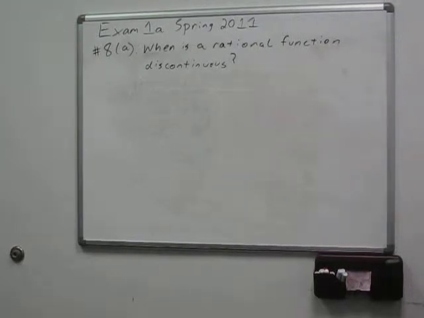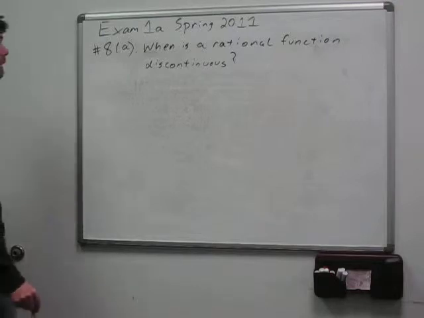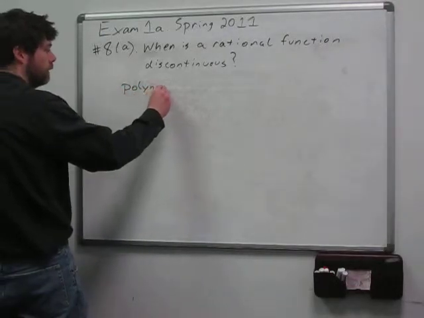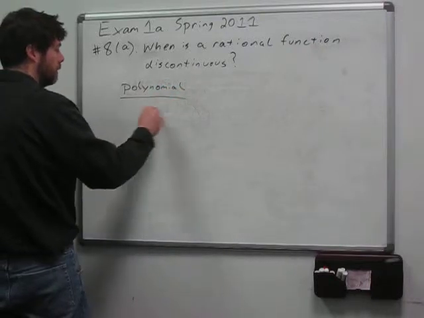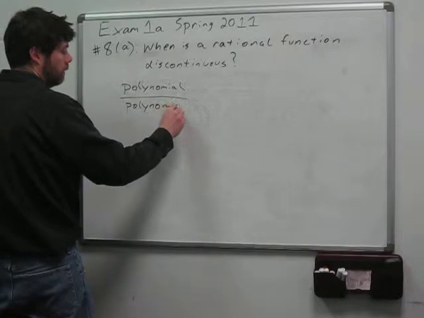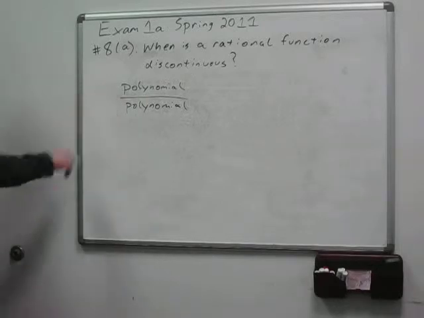This is a two-part question. The first part asks us, when is a rational function discontinuous? Well, let's recall what a rational function is. A rational function is simply one polynomial divided by another polynomial. Now, a polynomial is continuous everywhere. The question is, what happens when we decide to divide one by another?